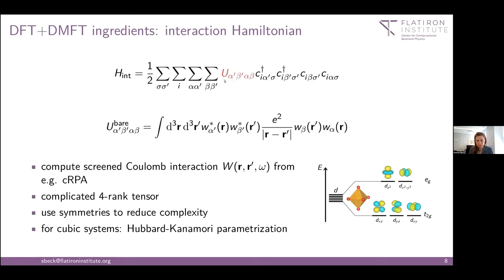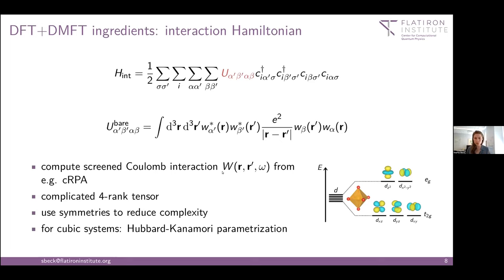And so in the simplest case, if you had an isolated atom or Wannier functions that are very, very localized, you can start with just computing the bare Coulomb interaction, where you just take the usual Coulomb potential, e squared over r, and evaluate it in the Wannier function basis that we've just created. Now, in a solid, of course, you have ligand states, and they will act as screening channels. So what we really should do is compute the screened Coulomb interaction. So this is W, which we can get from the dielectric function using methods like constrained random phase approximation.